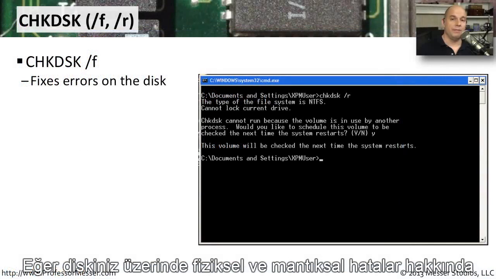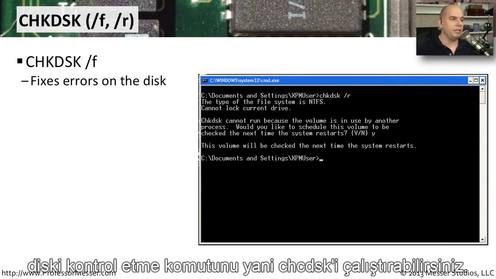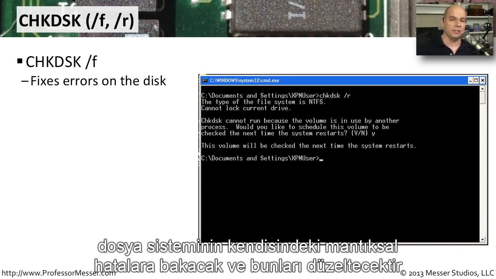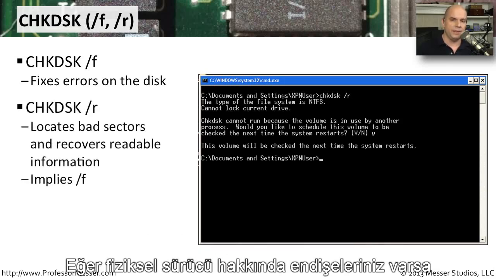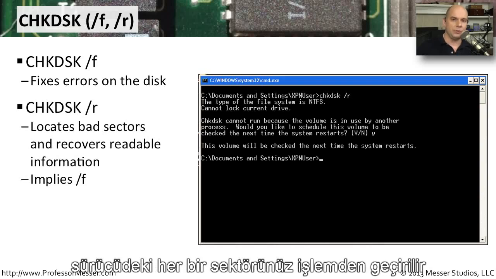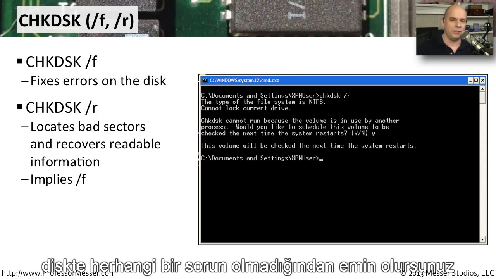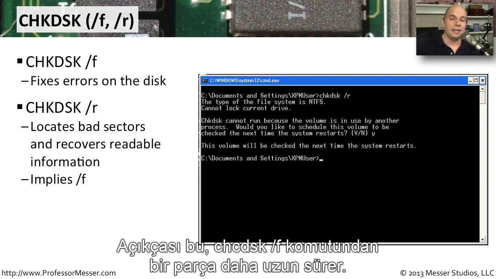If you're concerned that a volume might have logical or even physical errors on the disk itself, you may want to run the checkdisk command. That's CHKDSK. If you run checkdisk with a /F at the end, it will look through any logical problems with the file system itself and correct those. The /F tells the checkdisk program to go ahead and make any changes it needs to correct those errors. If you're concerned about the physical drive itself, you can have checkdisk go through every single sector on the drive and check it all to make sure that there are no problems reading or writing to any of those sectors. And you would use checkdisk /R to locate any bad sectors. Obviously, that's going to take a lot longer than running simply a checkdisk /F.